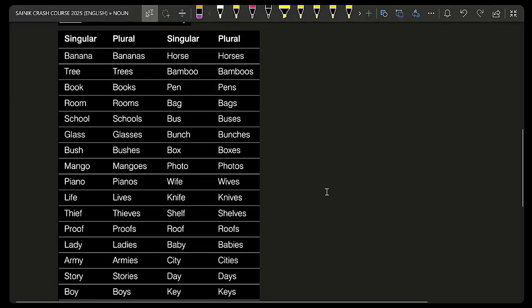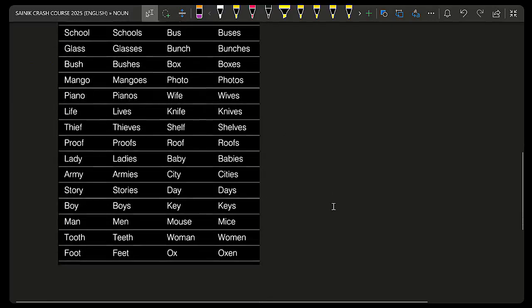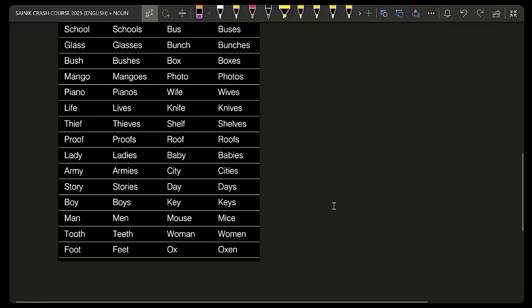Piano, pianos. Life, lives. Whenever some words containing f become plural, f will become v. Life, lives. Knife, knives, like that. Thief, thieves. So f became v. Proof, proofs. Lady, ladies. Army, armies. Story, stories. So most of the time when the word ends with y, the y will be removed and we add ies. Army, armies. Story, stories.